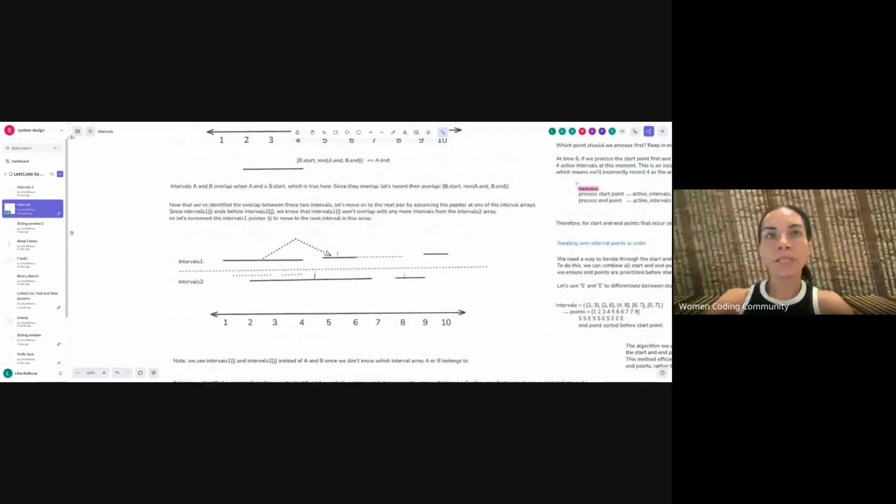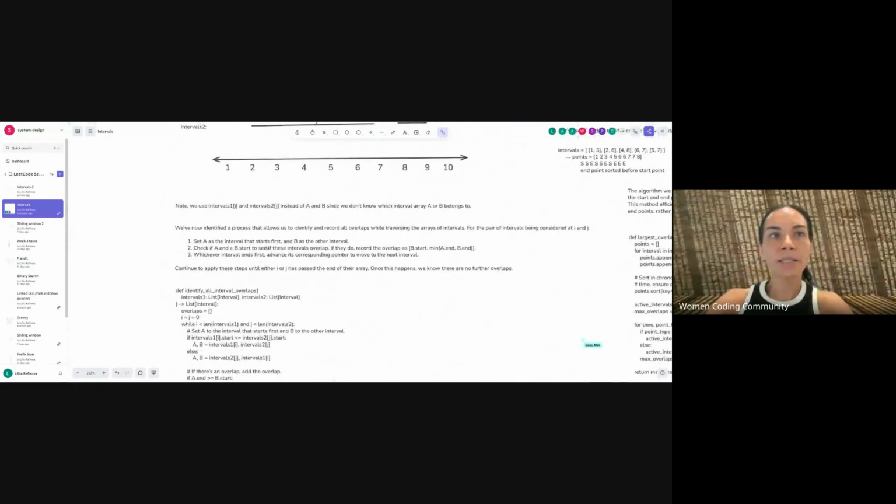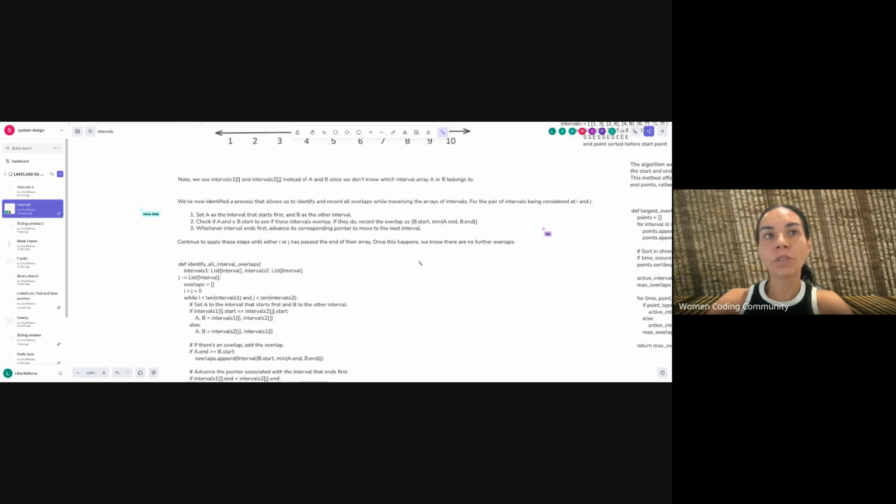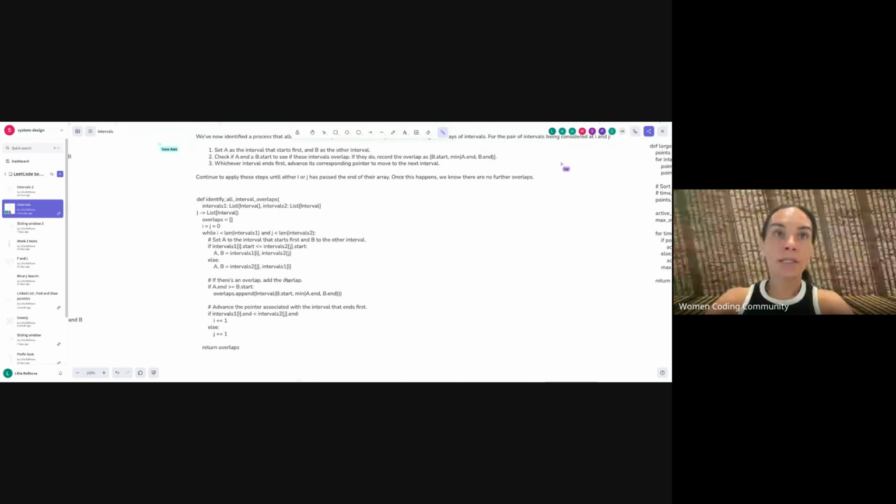Okay, so basically, this is just summing up what we have discussed so far. At the beginning, we need to find out who is our A and who is our B. Then we need to find out if these intervals are actually overlapping. If they are overlapping, then we find our intersection, we put it in our output, and then whichever interval ends first, we advance its corresponding pointer to move to the next interval. And this is the actual implementation.